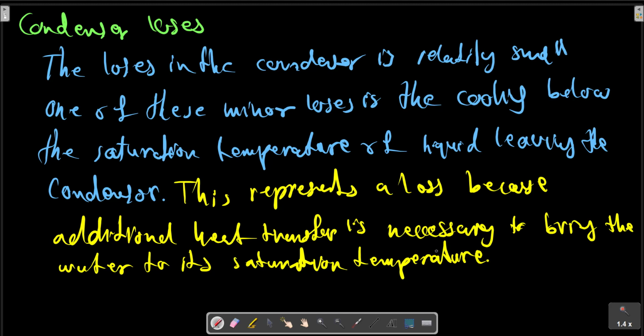The influence of these losses on the cycle is illustrated in the following example solution parts. Cogeneration is the next section.